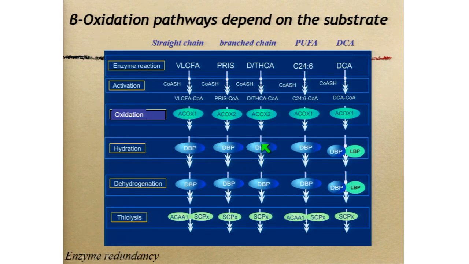And what helps us with our diagnosis when we look at metabolites is that if we have a defect in ACOX2, we're going to expect different types of very long-chain fatty acids to accumulate than if we had a defect in ACOX1. And similarly, because of enzyme redundancy, if we have a defect in this thiolase, ACAA1, we actually don't see any clinical defect because there's a second thiolase, SCPX, that can take over in all these reactions. So the pathways are helpful to know and can help us tease out the underlying defect.